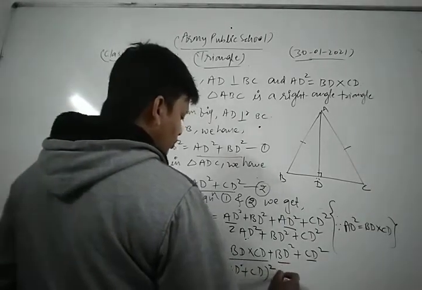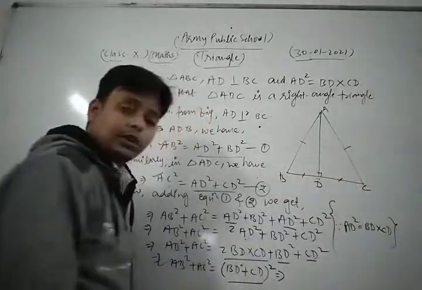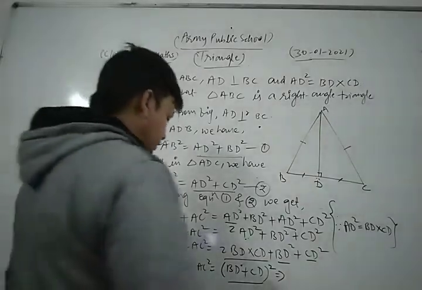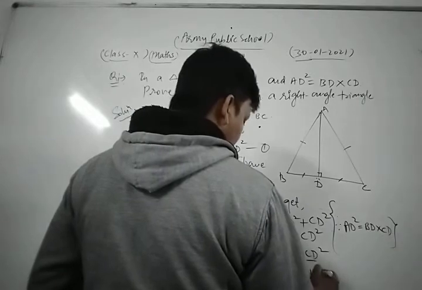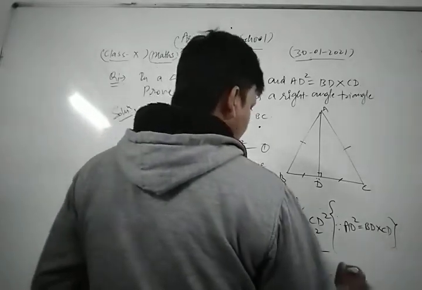Now from the figure, the value of BD plus CD is BC. So we have AB square plus AC square is equal to BC square, which is what?